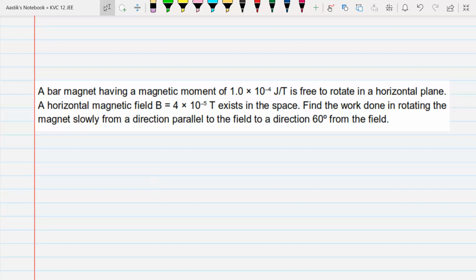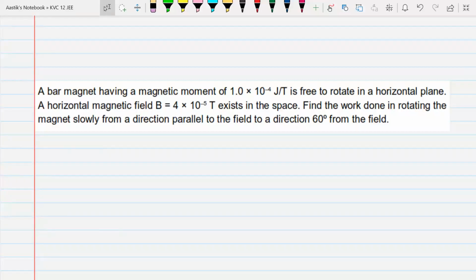Whenever they are saying to move slowly, that means the change in kinetic energy is 0 and the work is done by the external force to move it slowly. So you have to find out the work done by the external force. Do we understand the question? Yes, sir. 2 minutes you have to give me the answer.